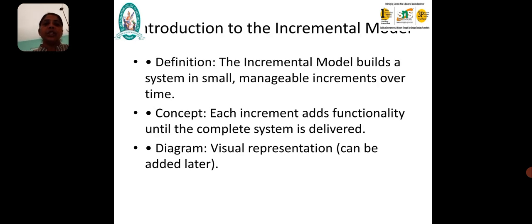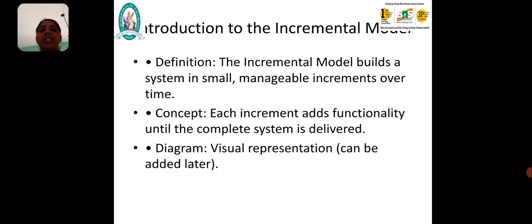Next, introduction to the incremental model. Definition: the incremental model builds a system in small manageable increments over time. It means it is used for smaller projects, for creating a project in a short period of time, within one or two months. So it is manageable, incremental over time. Whenever required, we can increment the model. Concept: each increment adds functionality until the complete system is delivered.